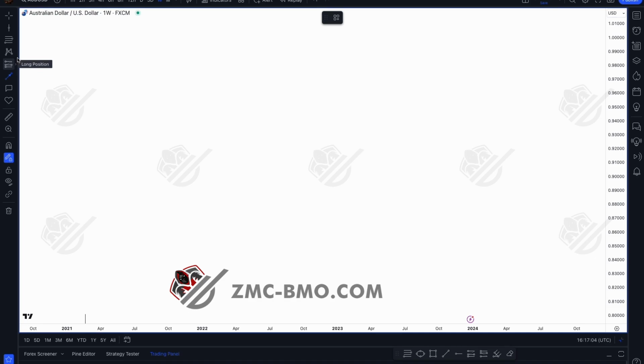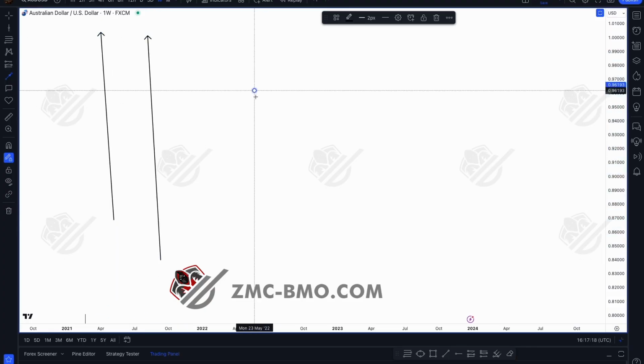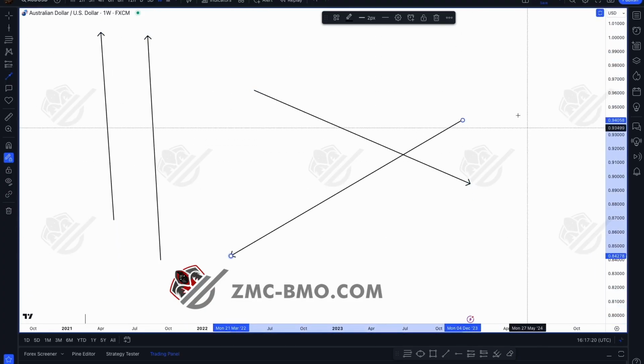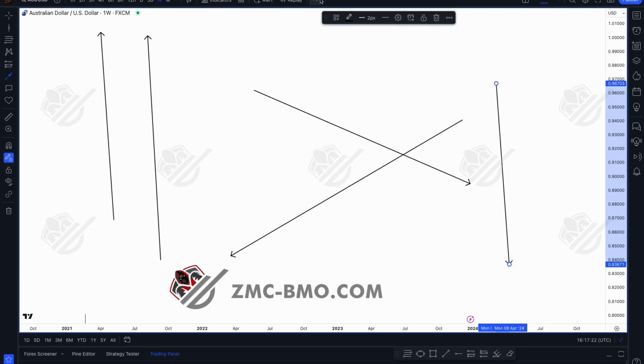We now know our fundamental bias. And of course, in terms of rate cuts, etc., there's fewer cuts priced in for the RBA versus the Fed. So there's a divergence there as well. Now, we know we only want to look for longs. We don't look for shorts. That's the biggest thing we can do.